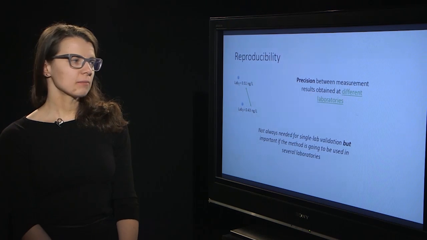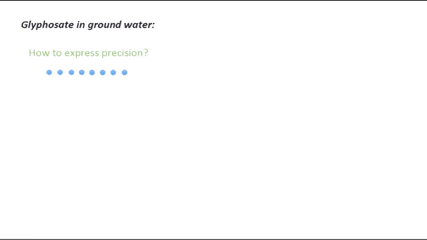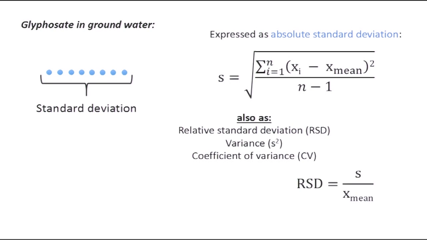So the question becomes, how do we express precision? What kind of mathematical calculations to use? The correct way would be to estimate standard deviation, and we can use this formula for absolute standard deviation. The problem with this formula is that we would get an absolute standard deviation, and this means that when you would like to compare your precisions that are obtained for different sample concentrations, it would not give you a very good overview. For that reason, it is recommended to use relative standard deviation.